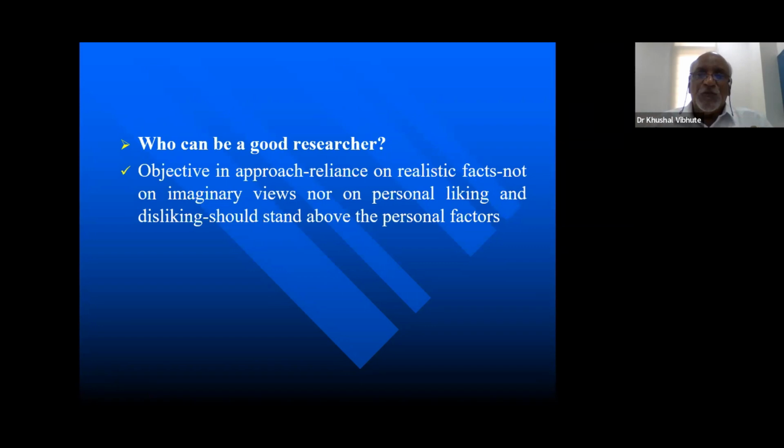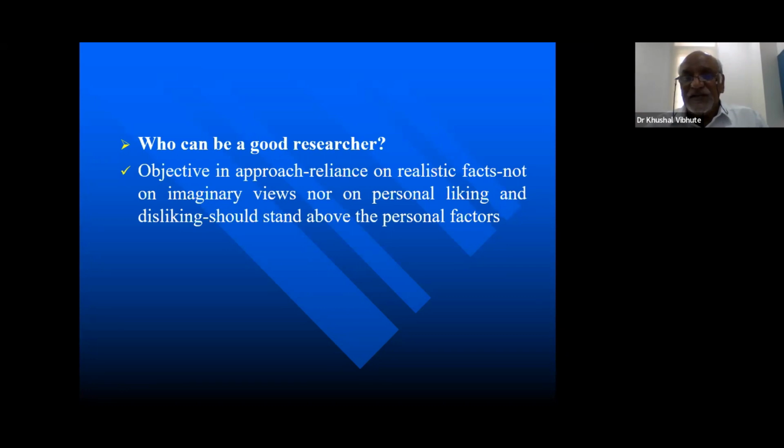He needs to analyze those facts objectively. He should not allow his personal disliking to mingle with the collection, analysis, or drawing inferences from the fact. Therefore, the first quality which the researcher has to have is that he must be above all personal factors, prejudices, likes, dislikes.